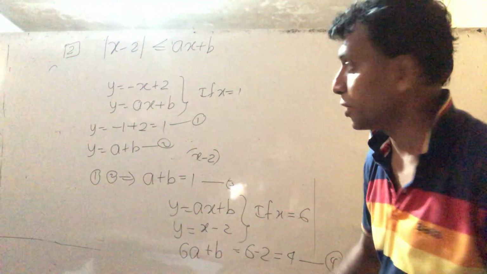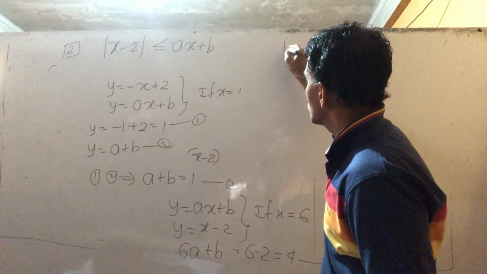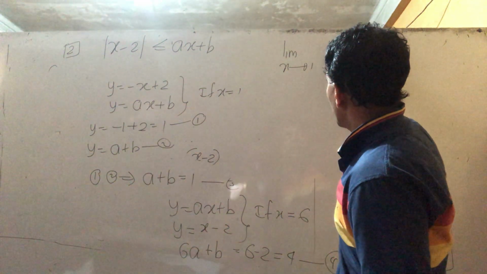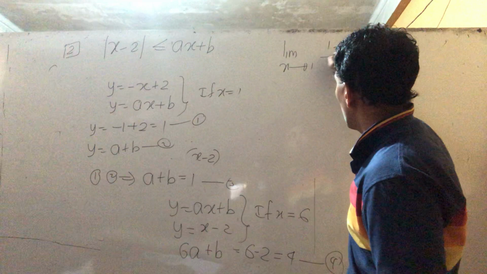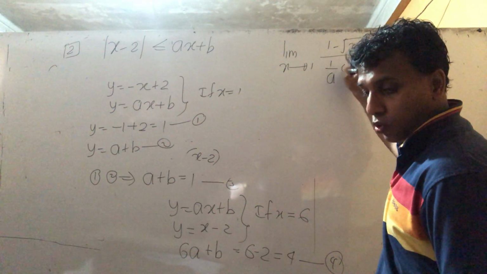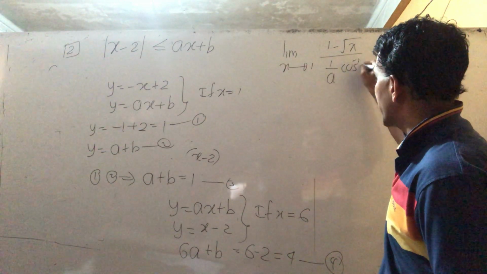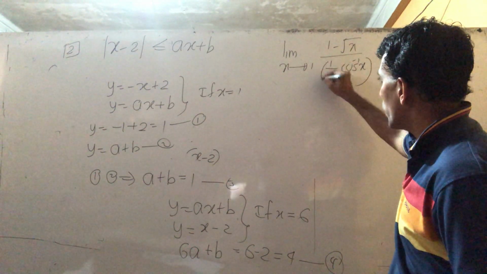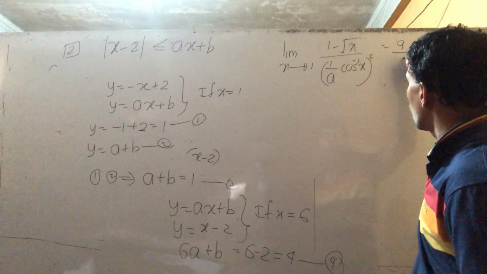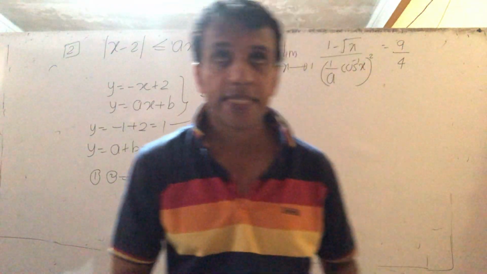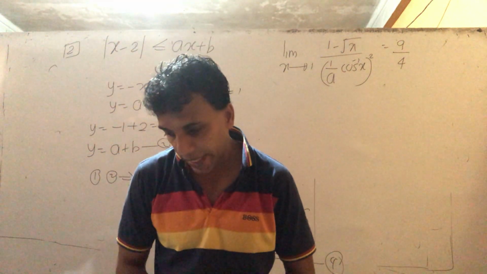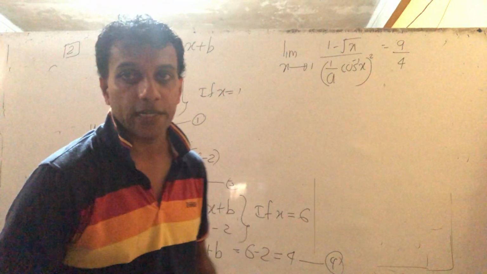Next, limit question. Limit x tends to 1 of (1 minus square root x) over (1 over a cos inverse x), all squared, equal 9 over 4. So they found the answer when x tends to 1 is 9 over 4. So what is the a value? a is a positive constant.